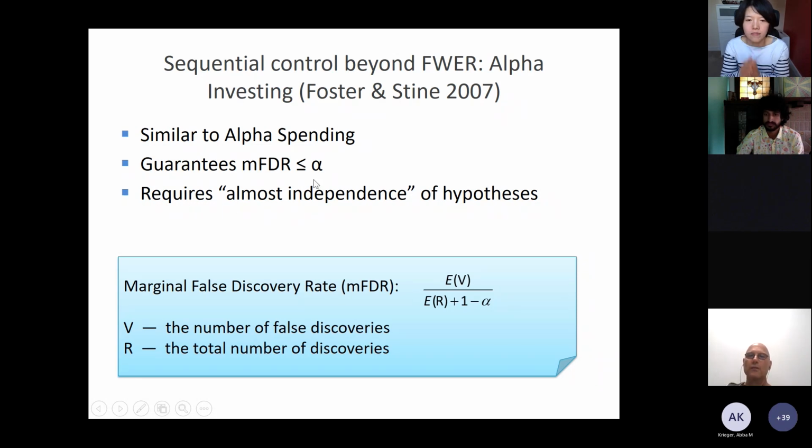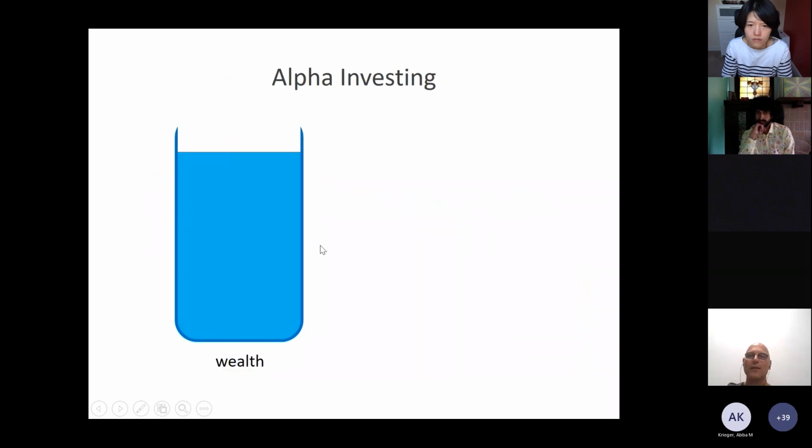But most important for our practical purposes is that in practice, it requires independence of the hypotheses being tested, or of the test statistics for the hypotheses being tested. It's not exactly independence, but it's almost independence. So if we want to allow non-independence, alpha investing might be a problem.